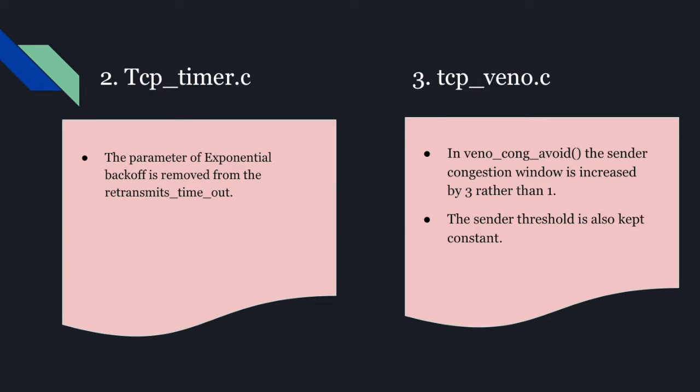The next is TCP timer.c. In this, we removed the exponential backoff from the retransmit timeout function. Next is TCP vno.c. In this, we increase the congestion window from 1 to 3. And the second thing we did is keep the sender threshold constant.